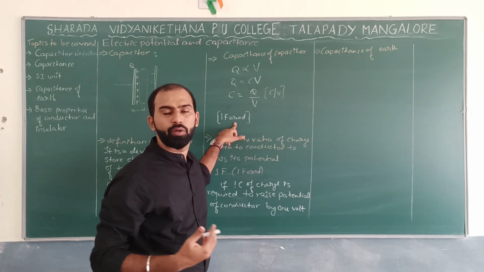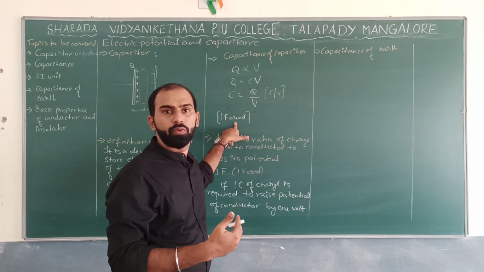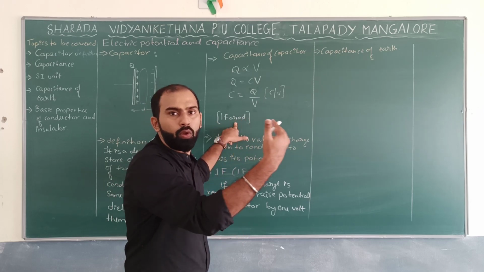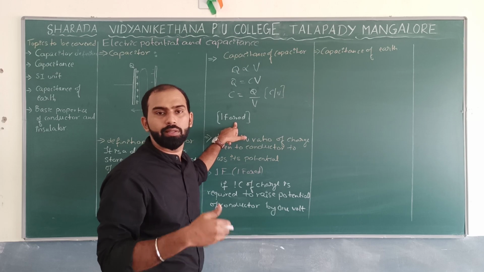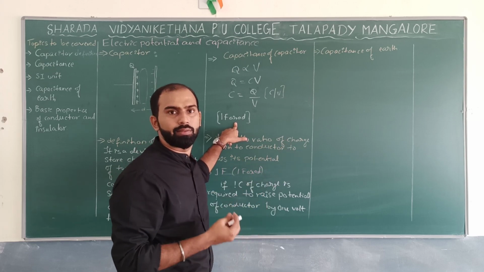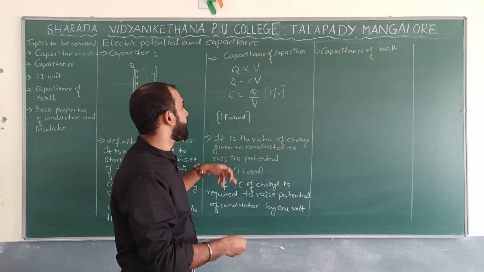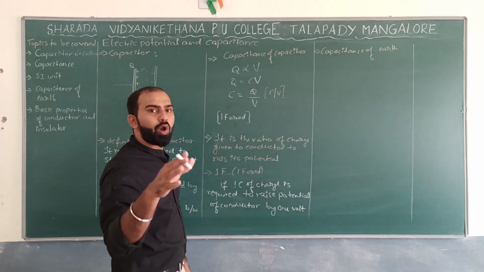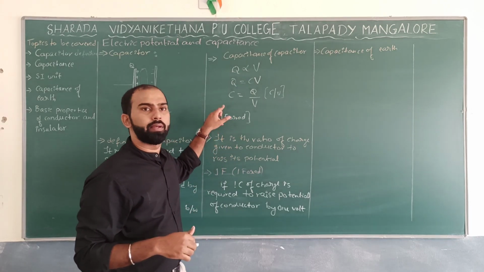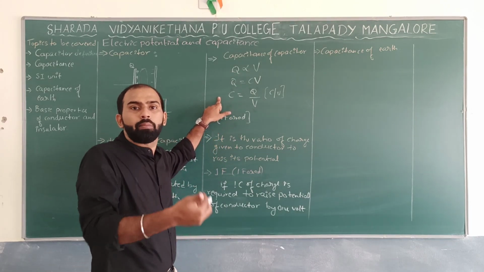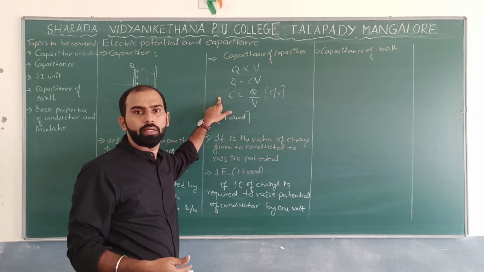It's like 1 farad, 2 farad, 3 farad. You need not mention 1 coulomb per volt, 2 coulomb per volt. So if someone asks what is the capacity of the capacitor, it is some farad. Okay. Now use your common sense. How can I make the capacitance of the conductor 1 farad?